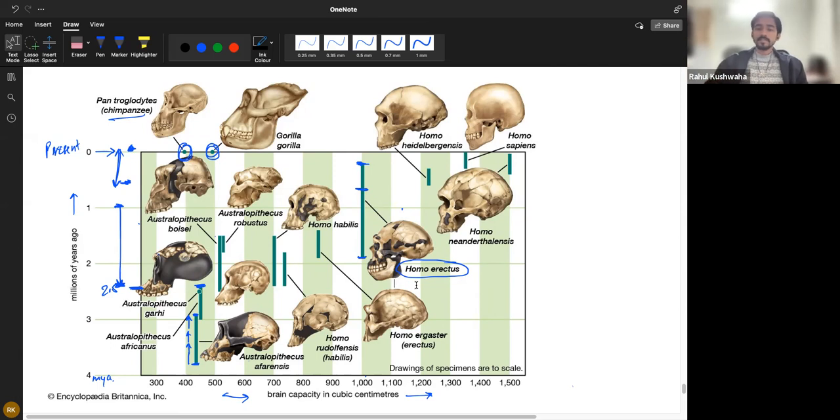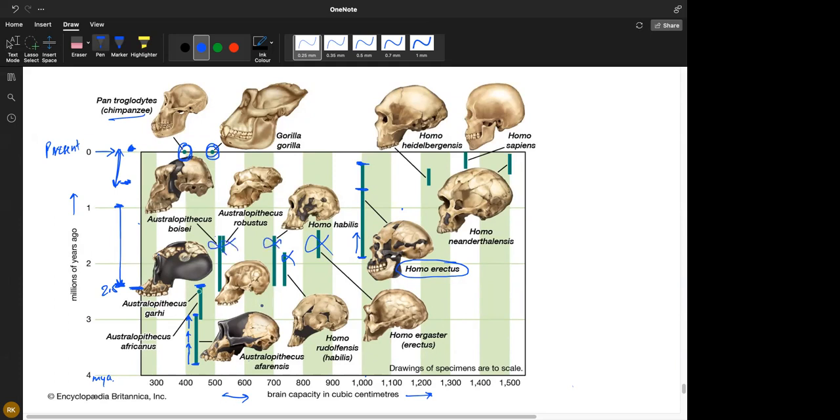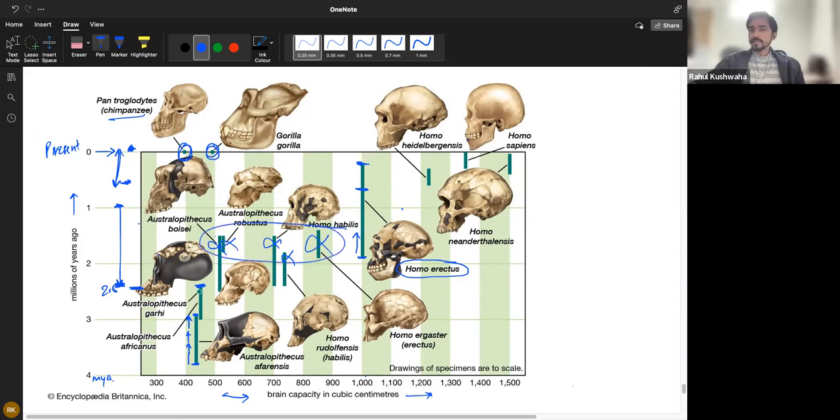All these things made Homo erectus a very, very successful species. And the moment it started rising, it wiped out almost everything before it. Homo habilis were gone. Rudolfensis were gone. Australopithecus were gone, right? Erectus made all these others go extinct.